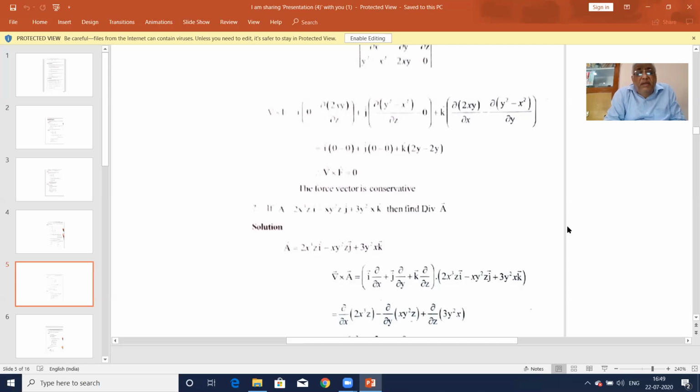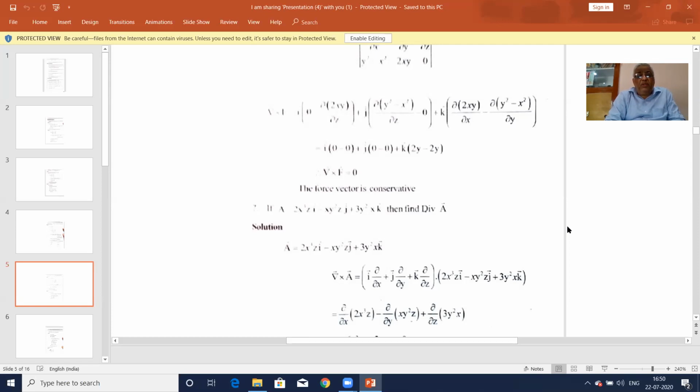Here it is given by mistake as curl of A, del cross A. It is not the curl of A, it is del dot A. This del dot A can be written as (i ∂/∂x plus j ∂/∂y plus k ∂/∂z) dot (2x³z i minus xy²z j plus 3y²x k). The dot products give i dot i equal to 1, j dot j equal to 1, k dot k equal to 1, and i dot j and j dot k equal to 0. So directly we can partially differentiate.